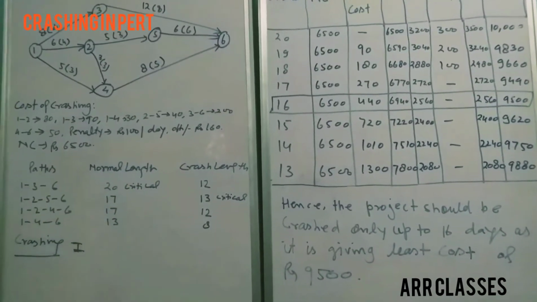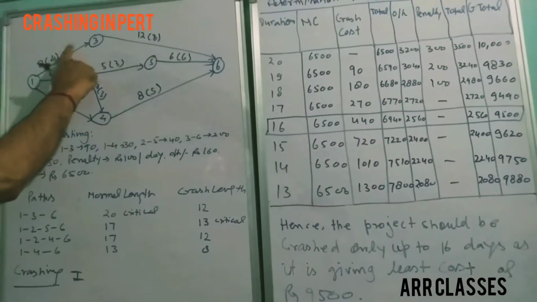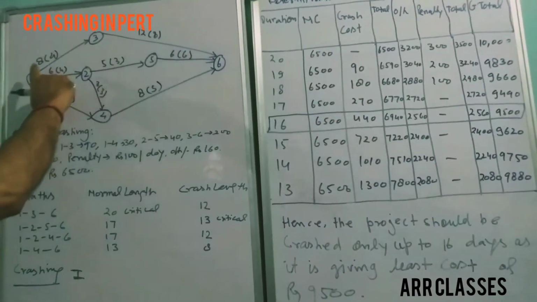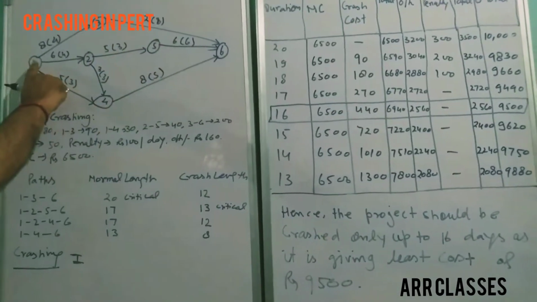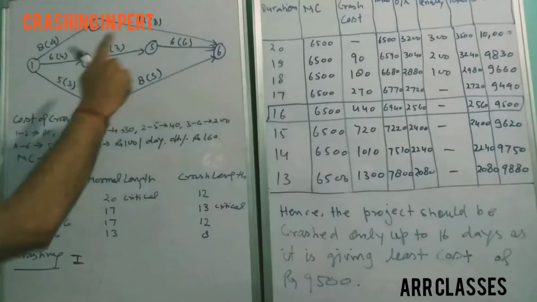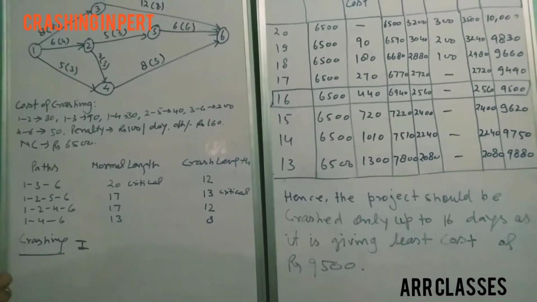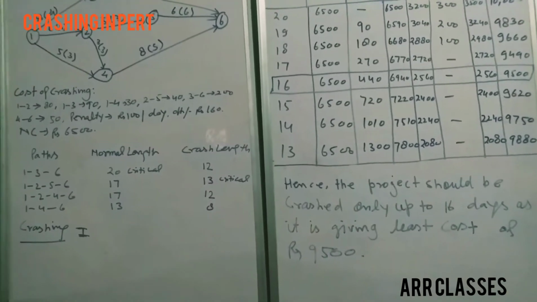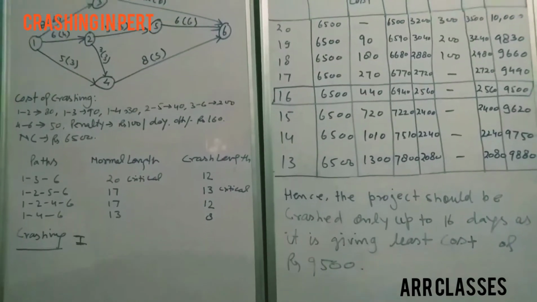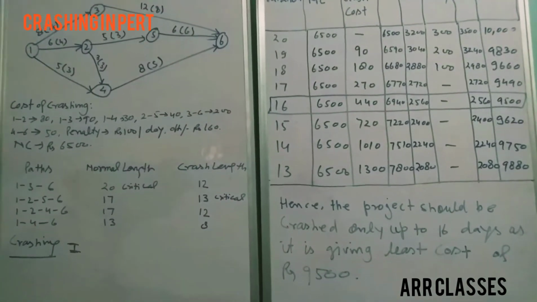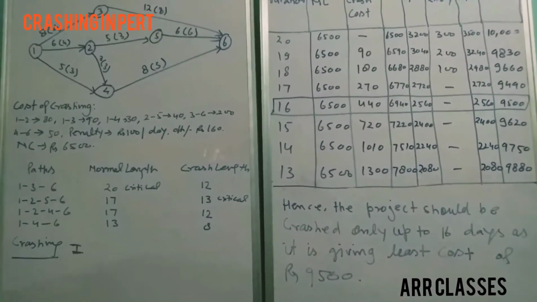So what we will do first: this indicates that 1 to 3 to 6 is, at this stage, the critical path, and the activities 1 to 3 and 3 to 6 are the critical activities. Now the question comes, which one to crash first, by 1 day or even more days? It is suggested that we should crash only that activity which has the least cost of crashing.